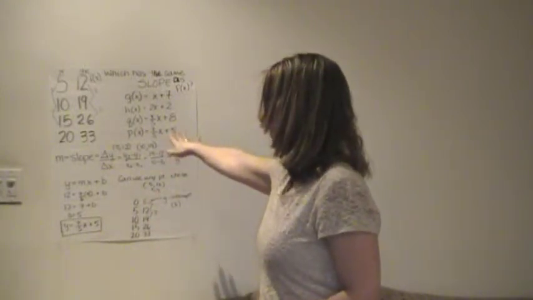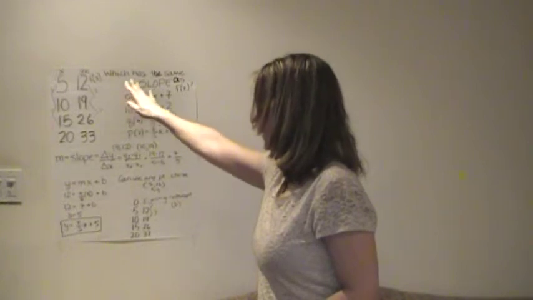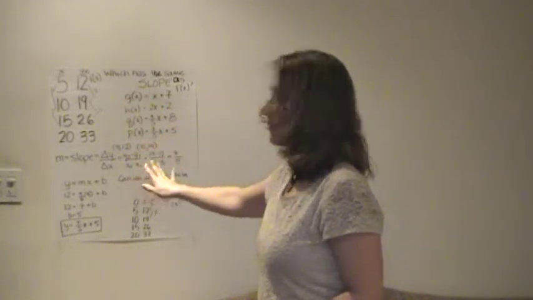So our answer of 7/5 x plus 5 fulfills this xy table, and our slope is 7/5, and our y-intercept is 5.